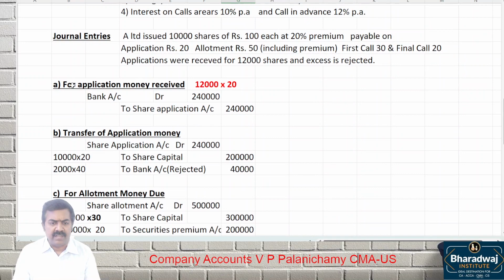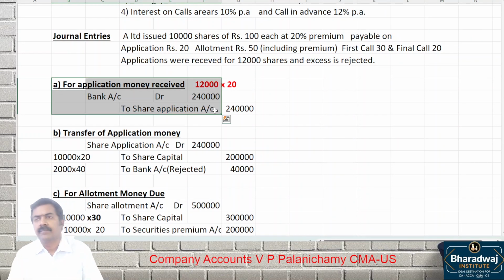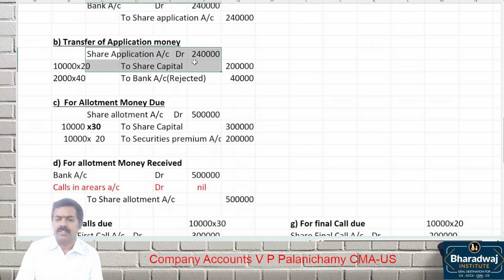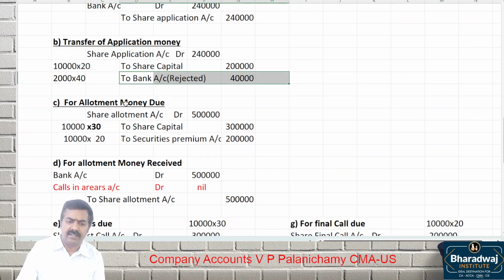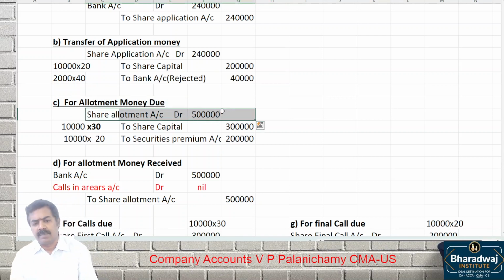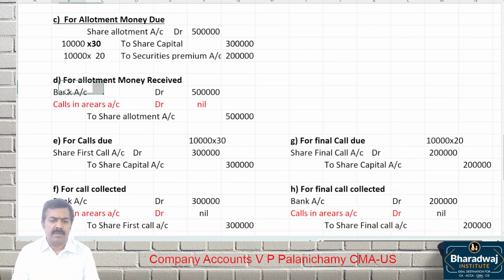What is the first entry we pass for application money received? Bank account debit to share application. Where do we transfer? Share application account debit to share capital. Excess money can be rejected. Then for allotment money due, what is the entry we pass? Share allotment account debit to capital. If there is a premium, you record it. Then for allotment money received, bank account debit to share allotment.